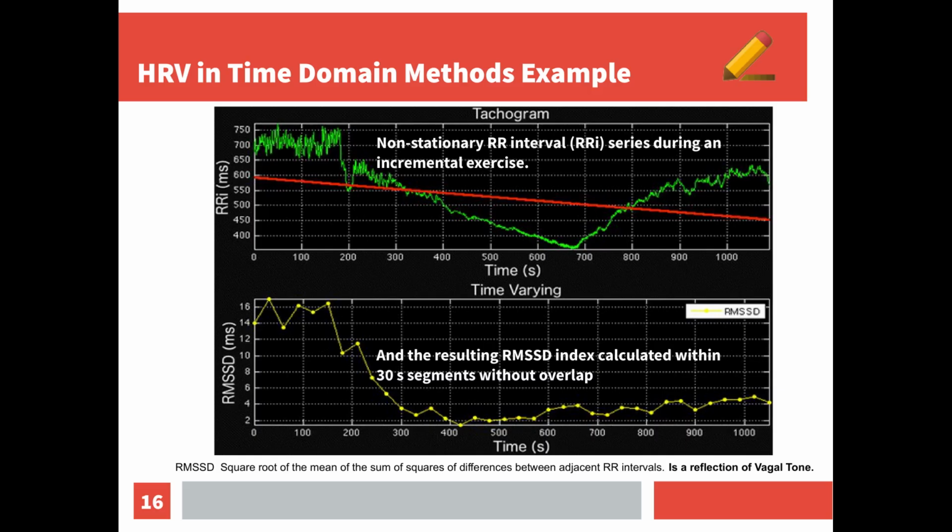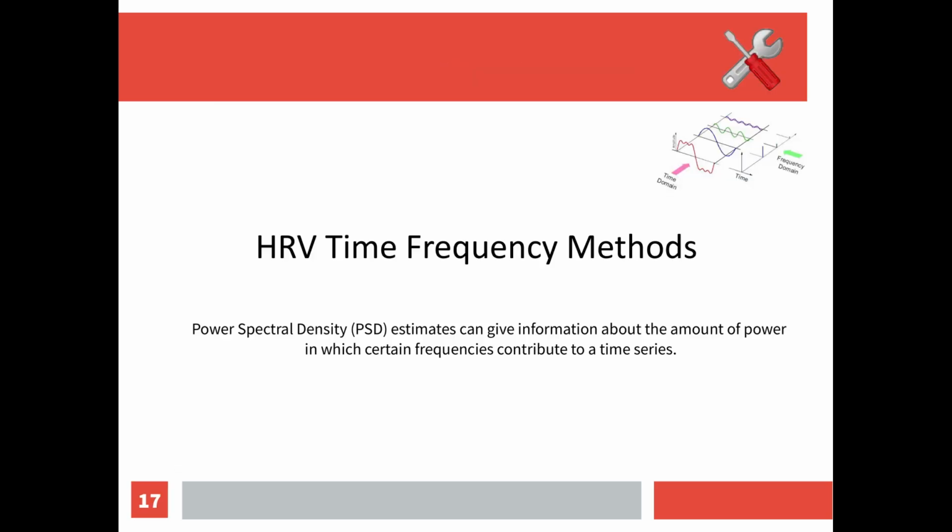RMSSD, the square root of the mean of the sum of squares of differences between adjacent RR intervals, reflects vagal tone, providing insights into autonomic nervous system activity. Power Spectral Density, PSD, estimates provide insights into the power distribution across different frequency bands in a time series. This method helps in understanding how various frequencies contribute to heart rate variability, offering a detailed view of autonomic nervous system activity through spectral analysis.